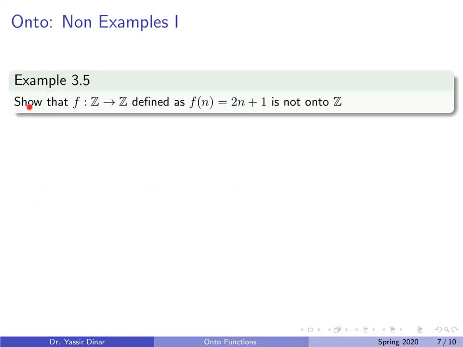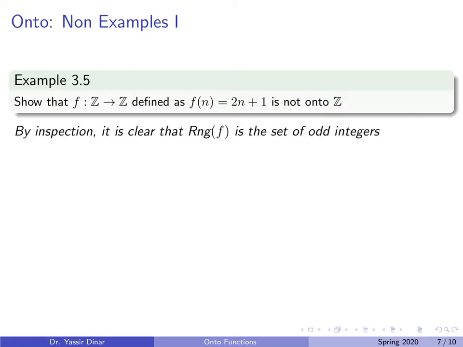As an example, show that the function f defined from the set of integers to the set of integers by the rule f of n is equal to 2n plus 1 is not onto the set of integers. By inspection, you can notice that the image of any integer here is 2n plus 1. That means the image is an odd number. So the range of f is a set of odd integers. But we will give a systematic way to know how this function is not onto.